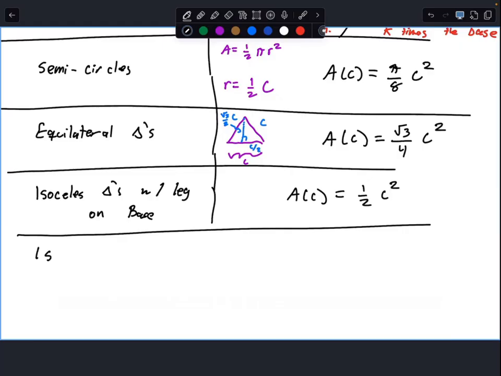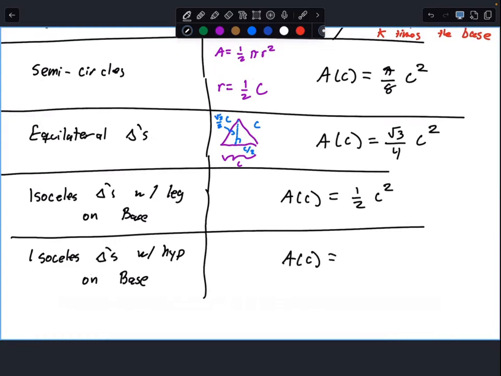This is different than an isosceles triangle with the hypotenuse on the base. When the hypotenuse is on the base, the problem becomes very similar to the equilateral triangle, but instead of a 30, 60, 90, it's a 45, 45, 90 special right triangle, which is going to give me that square root of 2 over 2 being the base, or 1 over square root of 2. So you get 1 over square root of 2 times 1 over square root of 2 times the 1/2. And so the area as a function of c is actually 1/4 c squared.